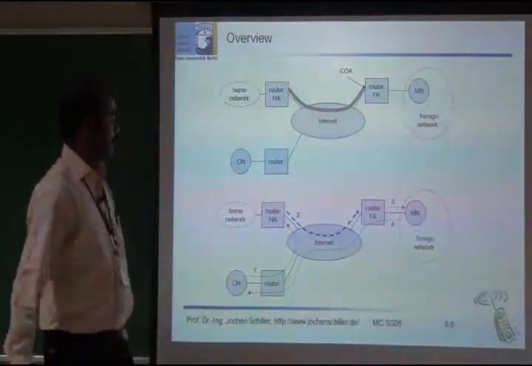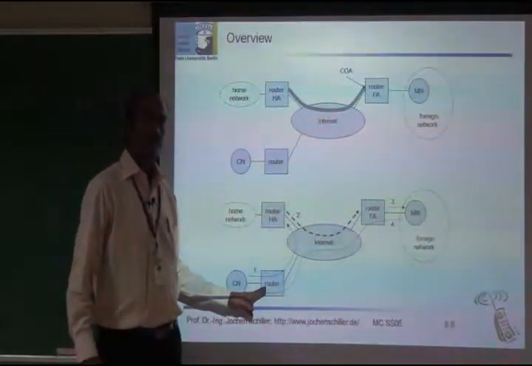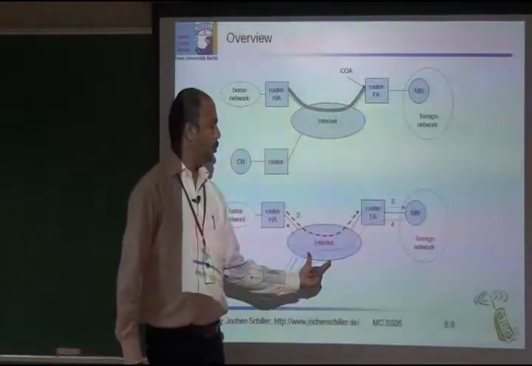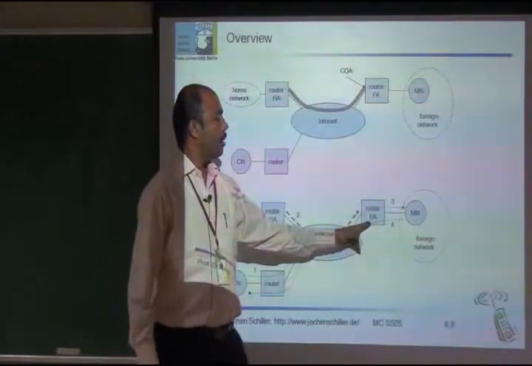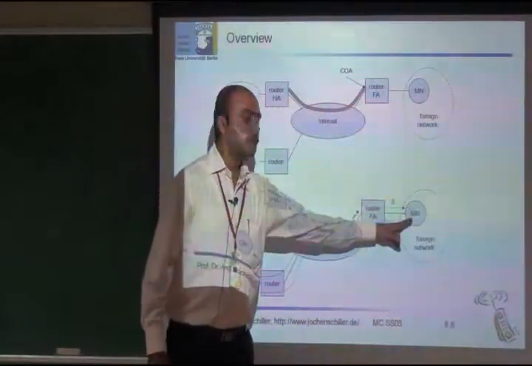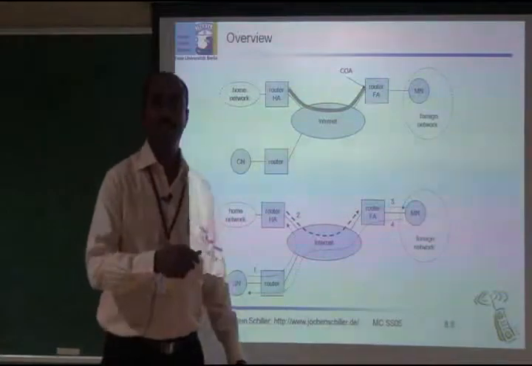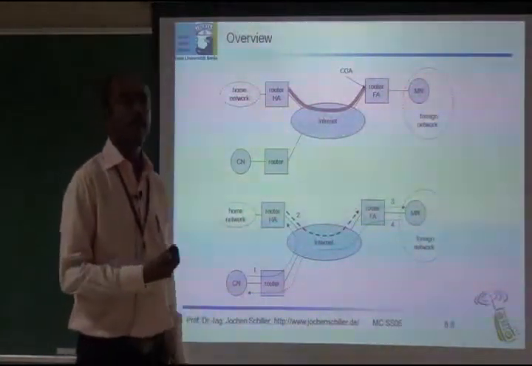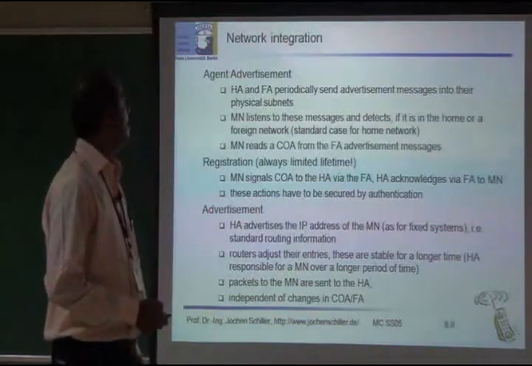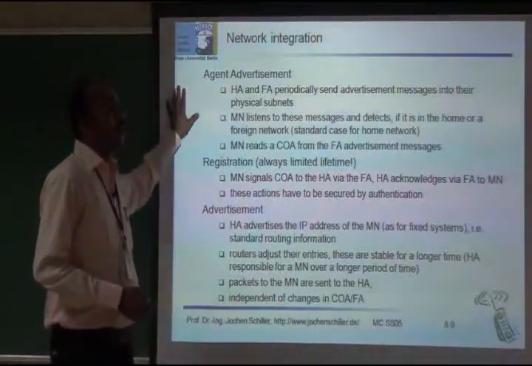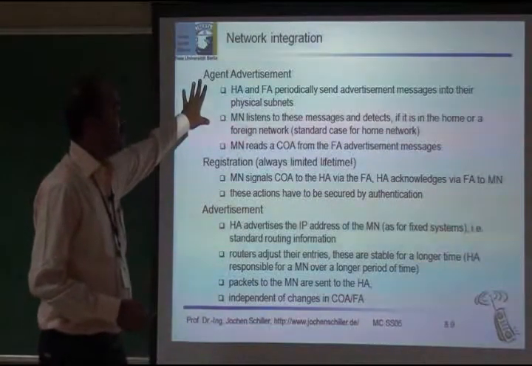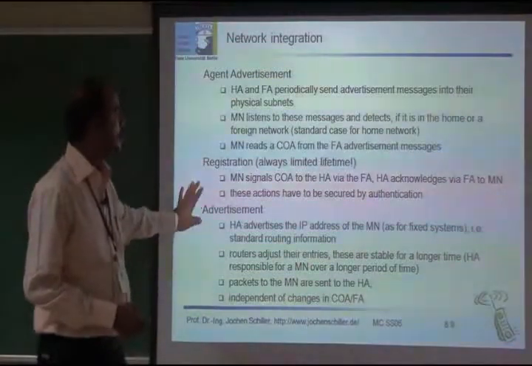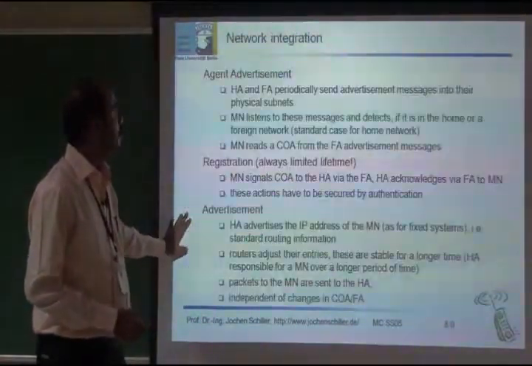So what are the types of messages? CN to router, router to home agent to foreign agent through the internet, the public internet, and the foreign agent will forward the packet to the mobile node. So these are the messages transmitted from CN to mobile node, or mobile node to CN. And there are specific functions of mobile IP: agent advertisement, registration, and advertisement. So what are these types of messages?